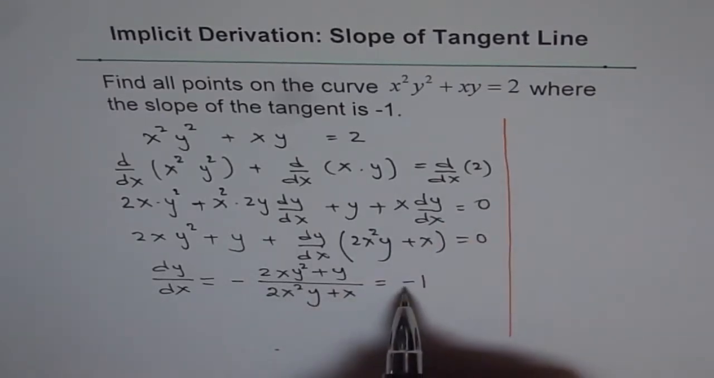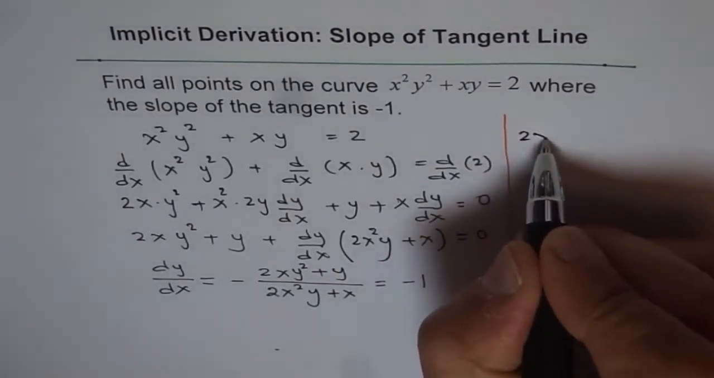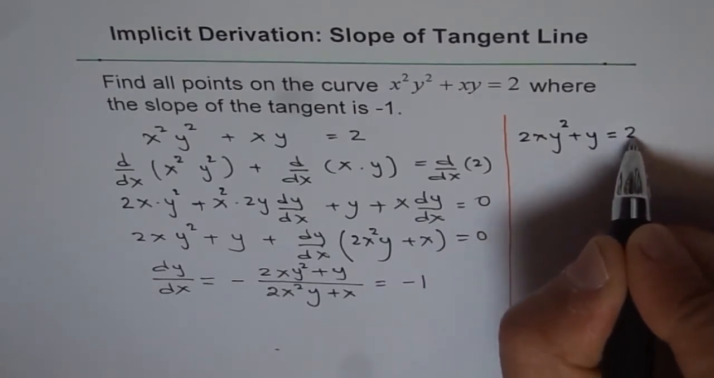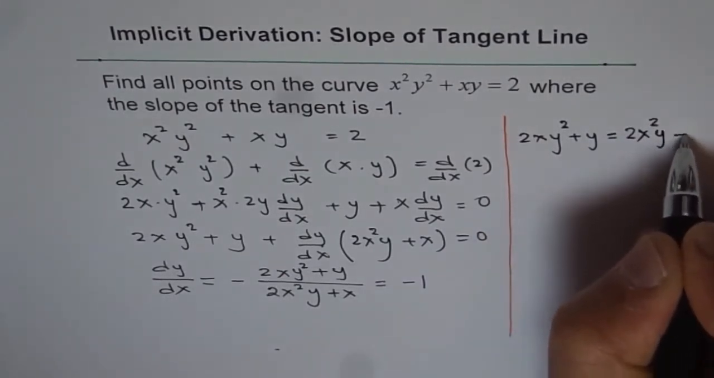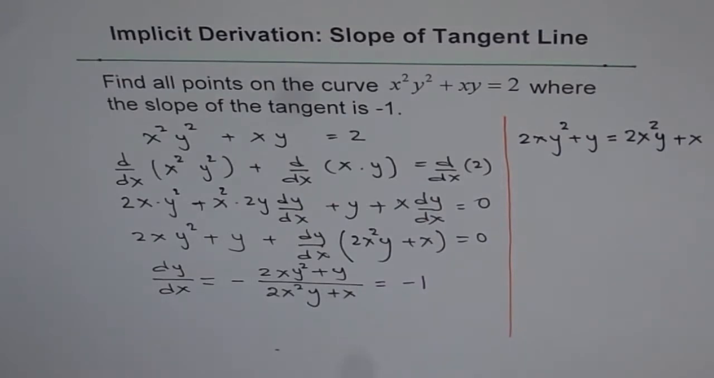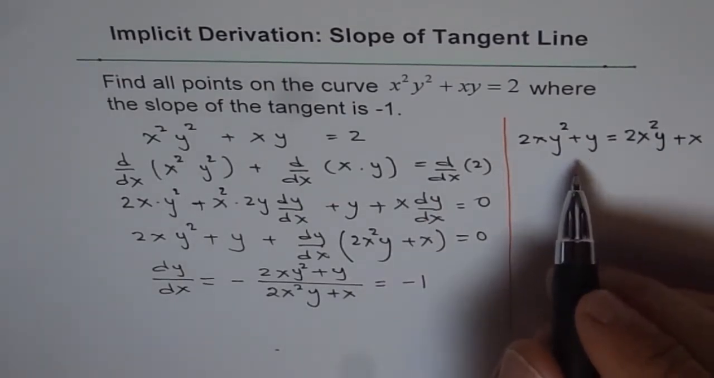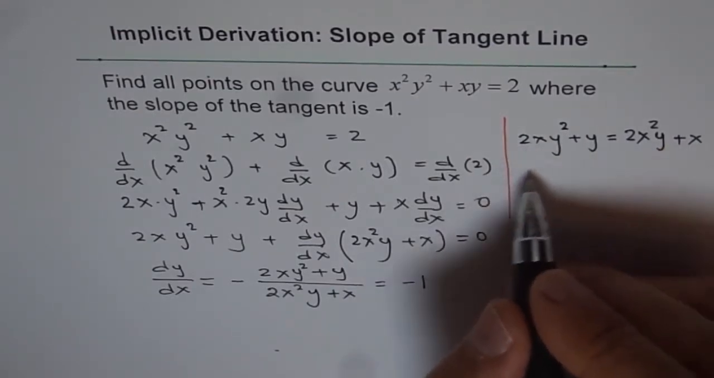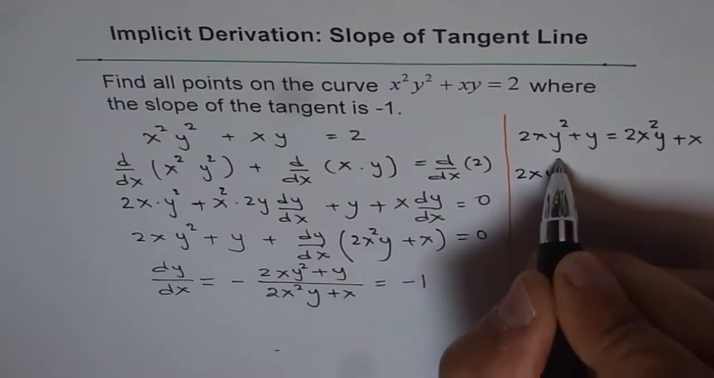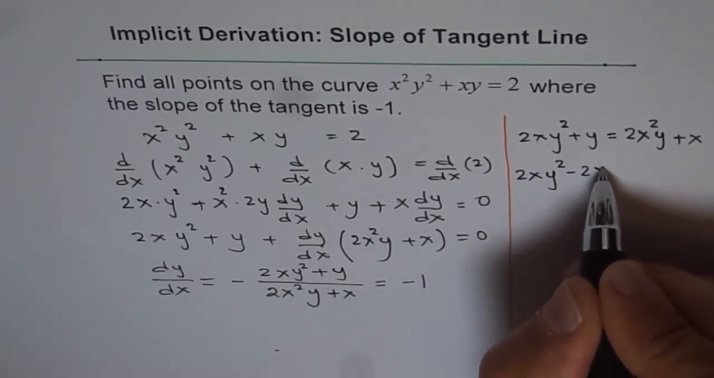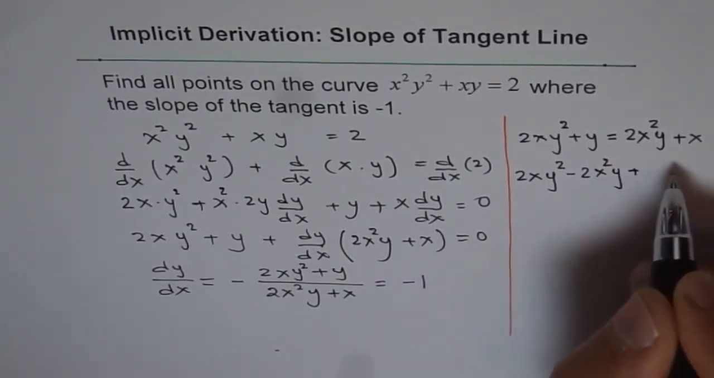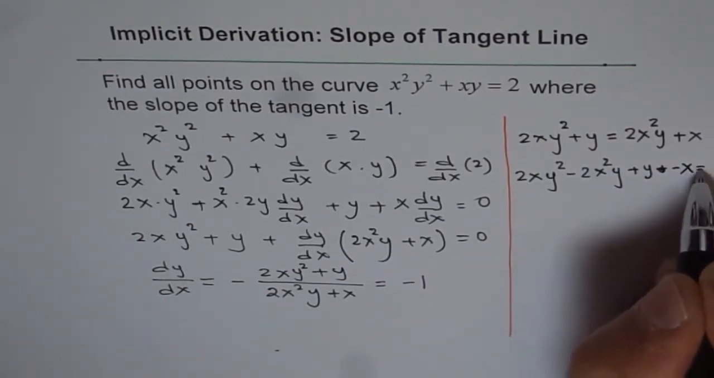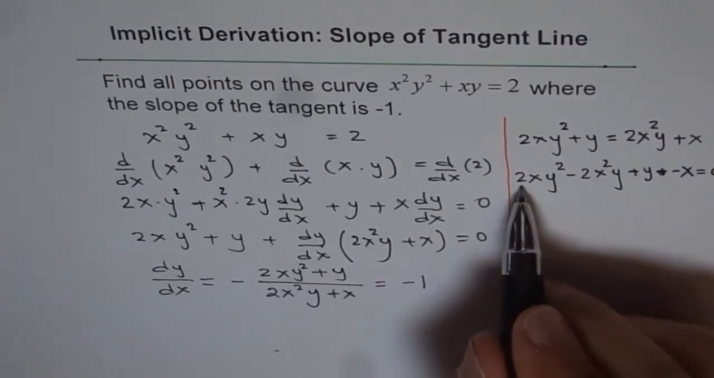So we get minus and minus cancel. So basically it is 2xy² + y = 2x²y + x, correct? That is what we get. So we'll bring the terms together and then see how we can factor and then find the answer. So we get here 2xy² - 2x²y + y - x = 0, right?